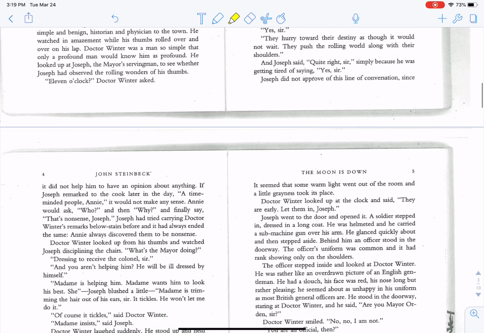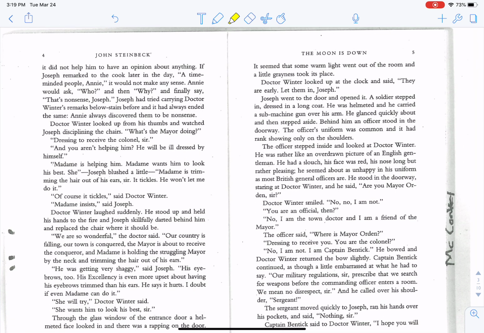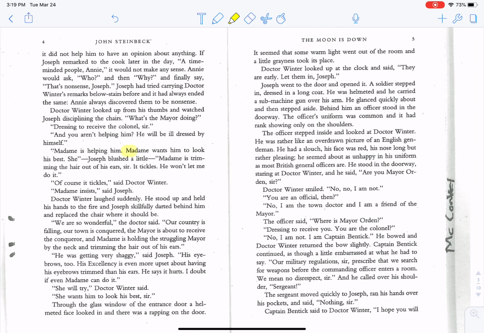There's actually a humorous moment of this shock on page 4, right? Dr. Winter and Joseph are waiting for the mayor. Like, hey, what's the mayor doing? He's dressing to receive the colonel. Aren't you helping him? Oh, Madam Orden, she's helping him. Madam wants him to look his best. Madam is trimming the hair out of his ears, sir. So this man's town has just been invaded, and his wife is worried about his appearance so much that she's trimming the hair in his ears. I mean, if you're not laughing at that point, it's just really ridiculous to imagine. This old man is getting his hair trimmed out of his ears.